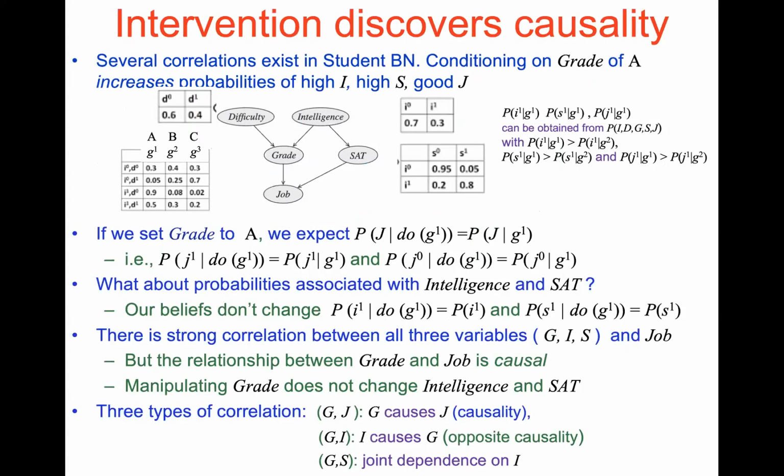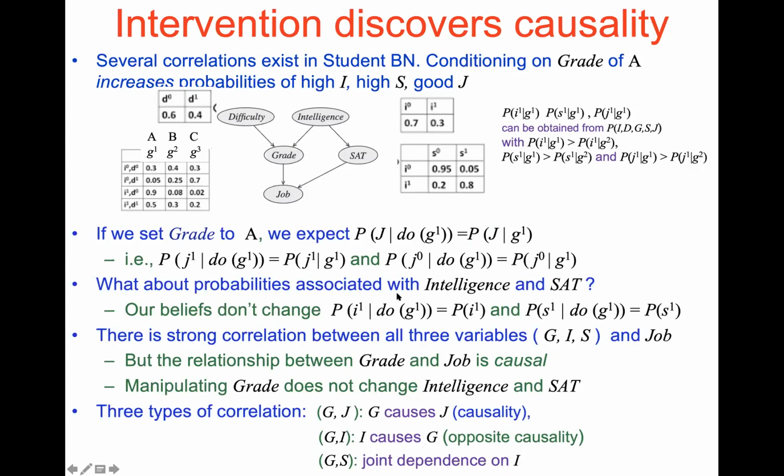Yeah, here we go. So if we set grade to A, we expect the probability of job given grade A to equal the probability of J. So if we do this action, we expect this probability to be the same. That is P of J1 given G1, where J can have J0 and J1 values. By doing this, it uses the same values as we have from the conditional probability table.